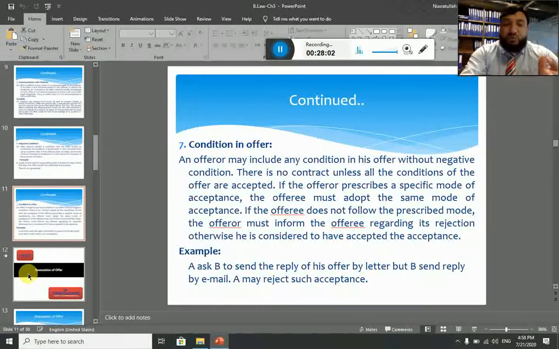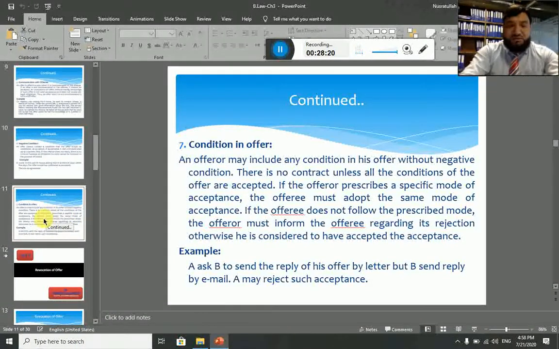If you fulfill the education requirement, the experience requirement, the test requirement, the interview requirement, you fulfill all of them, then you can accept the offer, right? So that's one of the other important essentials of the valid offer, right?